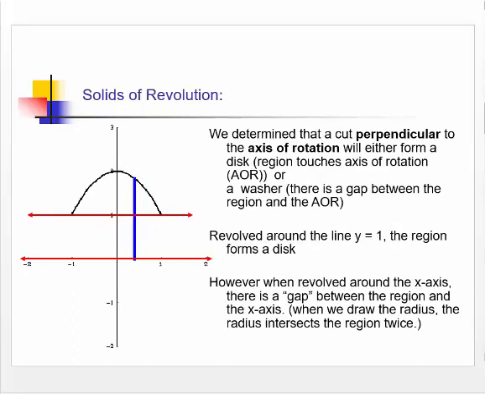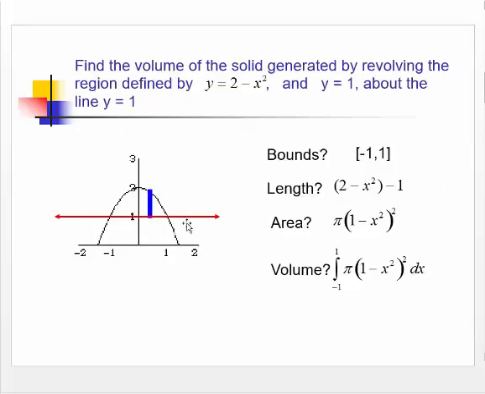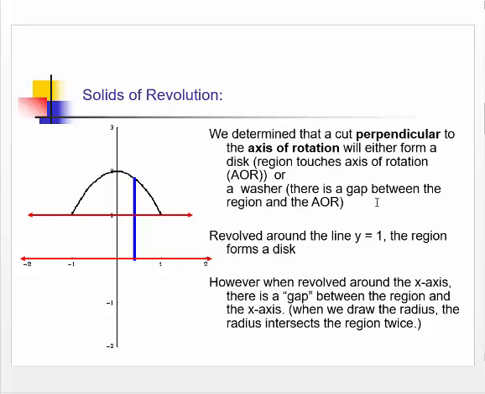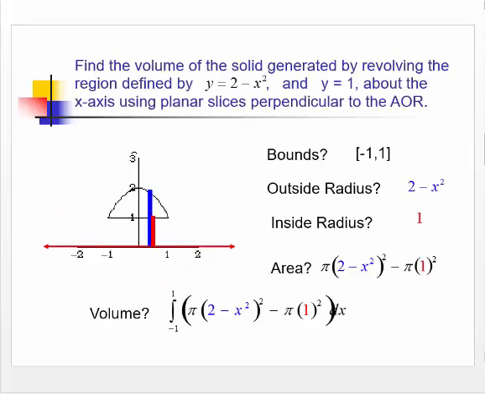All right, so we determine that a cut perpendicular to the axis of revolution will either form a disk, which is a region that touches the axis of revolution, like the x-axis, or here, where it was y is equal to 1, so it actually touched the axis of revolution. A washer is when there's a gap. So revolving around the line y is equal to 1 here, because it touched it, actually formed a disk. However, when you revolve around the x-axis here, there's going to be a gap, and that's going to need the washer method. All right, so let's do this problem again, revolving around the x-axis.